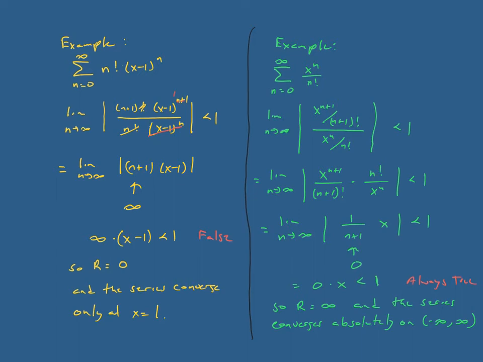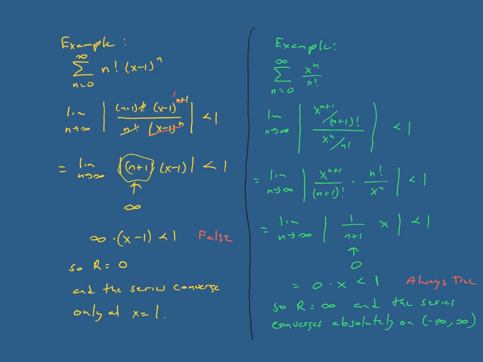So the end result is, when I reduce this fraction here, I'm going to get the limit as n goes to infinity of the absolute value of n plus 1 times x minus 1. And I'm going to say, again, that that is less than 1. Keep that less than 1 there. Well, here's the thing now. No matter what x value I pick, as n goes to infinity, n plus 1 is also going towards infinity. And so this limit here is going to be infinity times x minus 1.